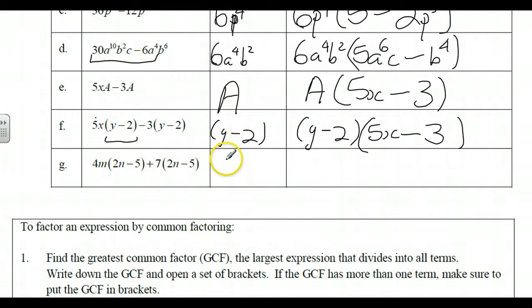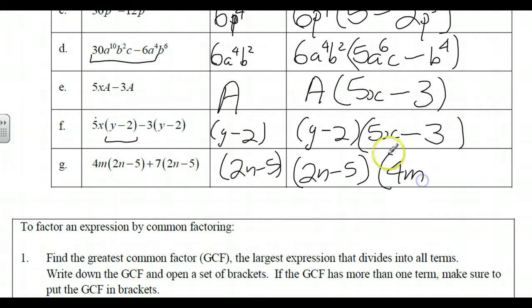Same deal, binomial common factor, 2n minus 5. You're going to see this from now on. What's left? 4m plus 7.